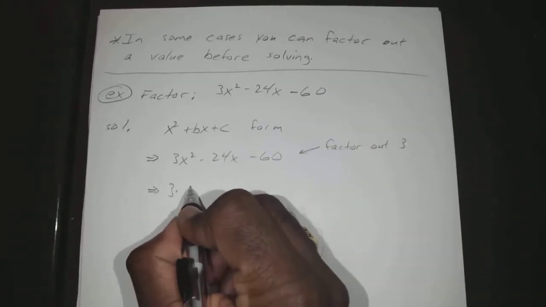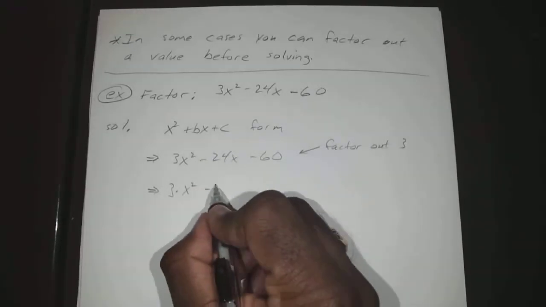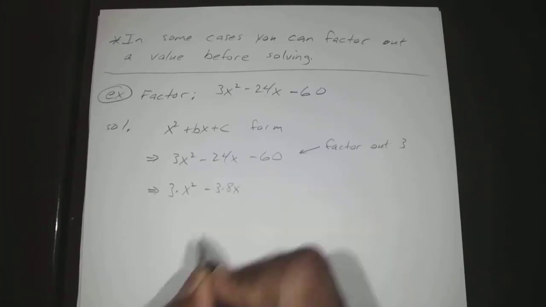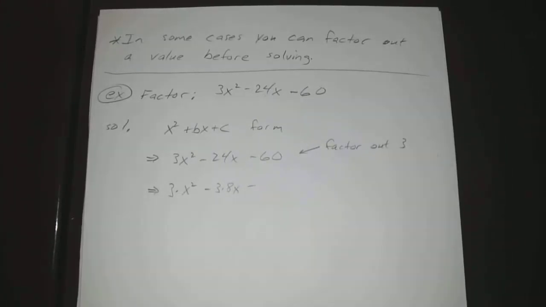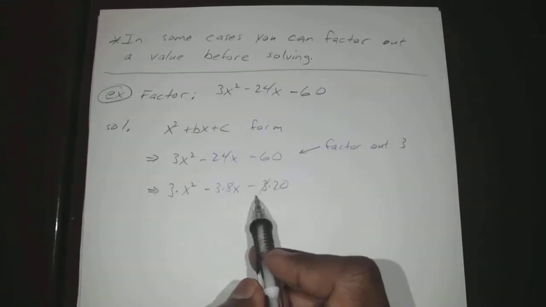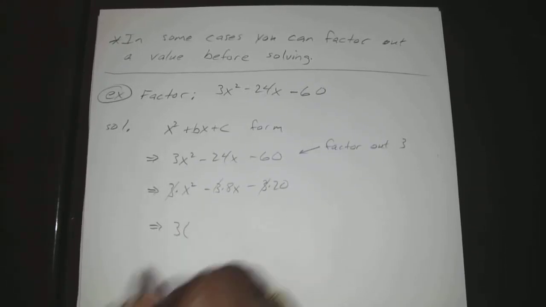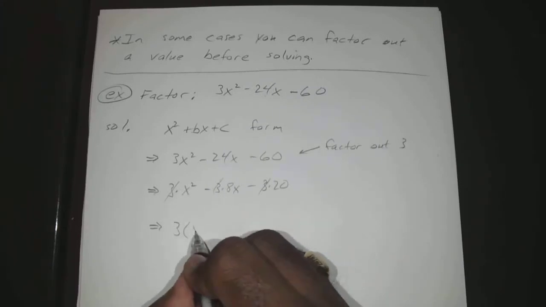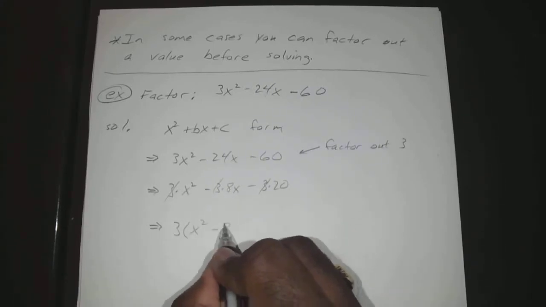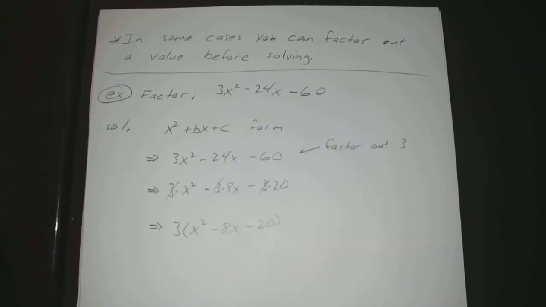Because we have 3 times x squared, minus 24 is just 8 times 3, 3 times 8x, and 60 is just 20 times 3, 3 times 20. So if you factor the 3 out of all of those and bring that out to the front, you're left with x squared minus 8x minus 20. Okay, so now you can just solve that in there.